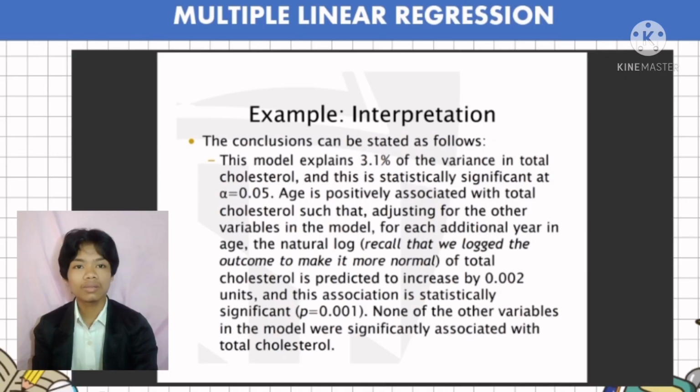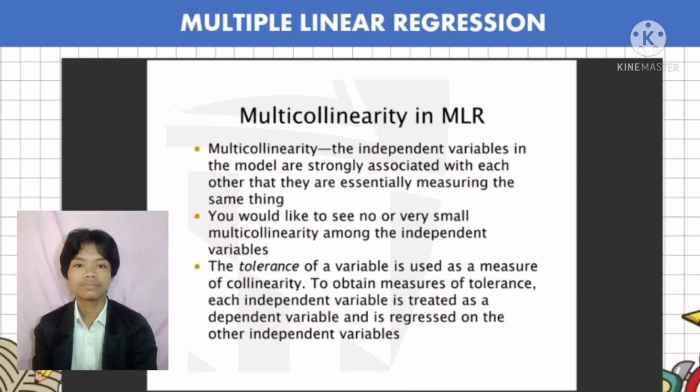And the conclusion can be stated as follows. This model explains 3.1% of the variance in total cholesterol, and this is statistically significant at alpha 0.05. Age is positively associated with total cholesterol, such that adjusting for the other variables in the model, for each additional year in age, the natural log of total cholesterol is predicted to increase by 0.002 units, and this association is statistically significant. None of the other variables in the model were significantly associated with total cholesterol.